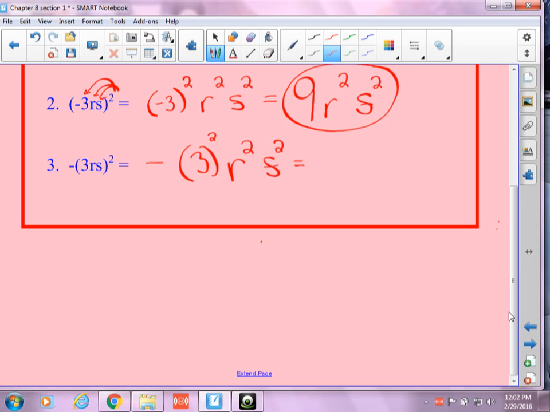Now I'm going to leave the negative still out front, like this. What's 3 squared? 9. And then it's r squared s squared. You'll notice that my answer on this one is negative, where the problem before that, it was positive. So it kind of depends on where that negative is. Questions so far?